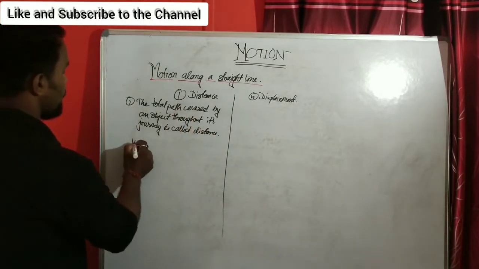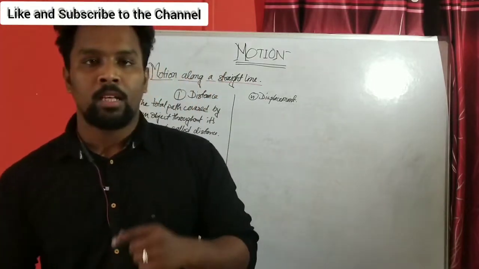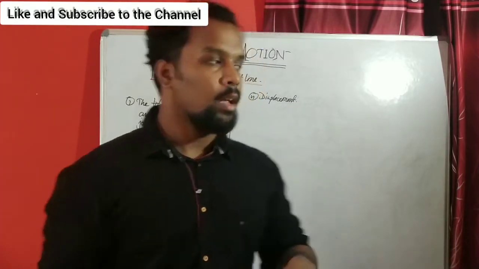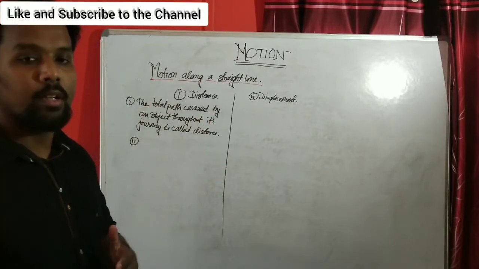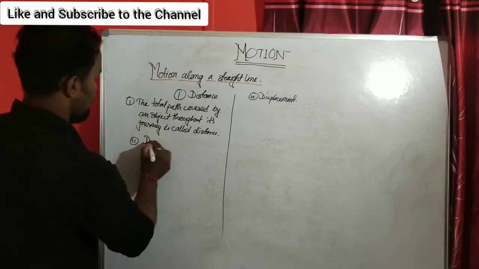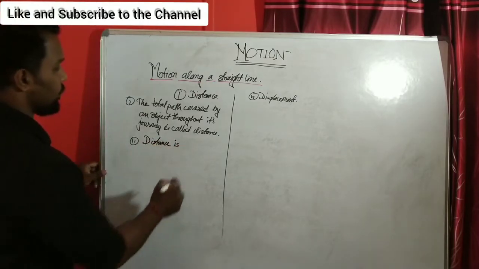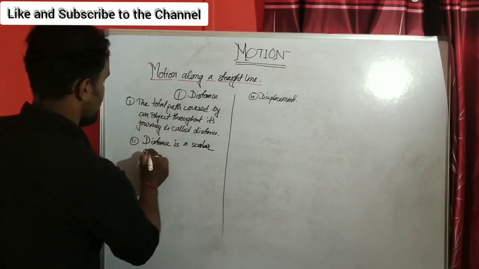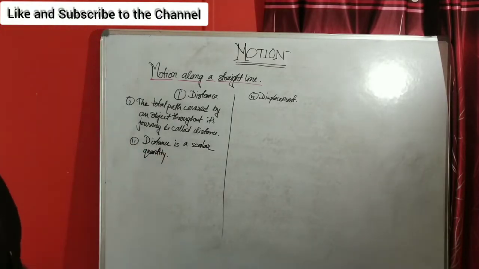Now the second property of distance: we have discussed scalar quantity and vector quantity, right? A scalar quantity only deals with magnitude. Distance only deals with magnitude. That's why distance is a scalar quantity.